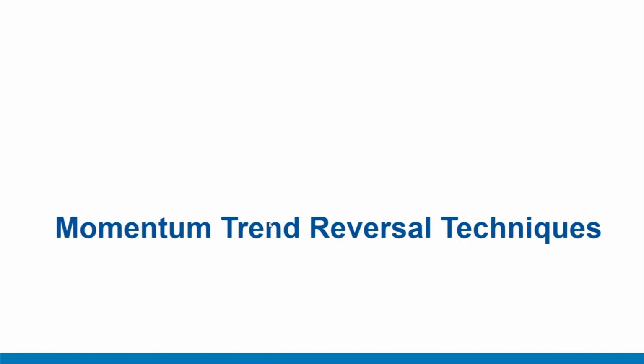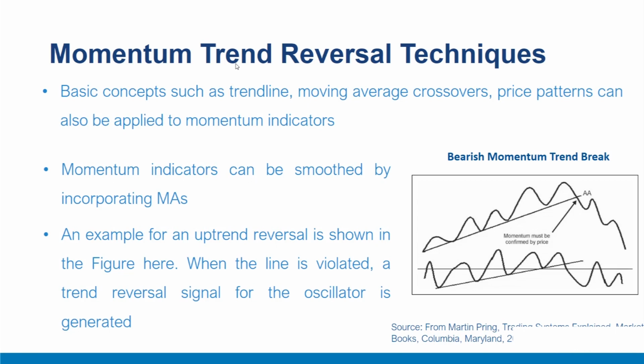In this video, we'll discuss momentum trend reversal techniques. Basic concepts such as trend line, moving average crossovers, price patterns can be applied to momentum indicators as well. Occasionally, it is possible to construct a trend line on the momentum indicator by connecting a series of peaks or troughs. An example for an uptrend reversal is shown here in the figure. Notice in this figure, when this trend line is violated, a trend reversal signal for the oscillator is generated.